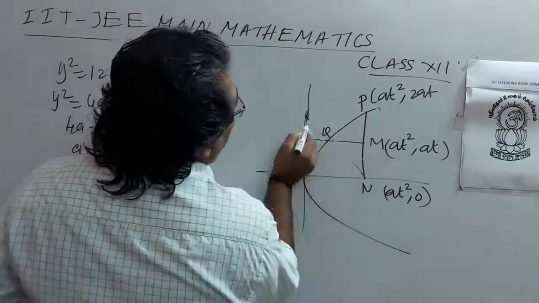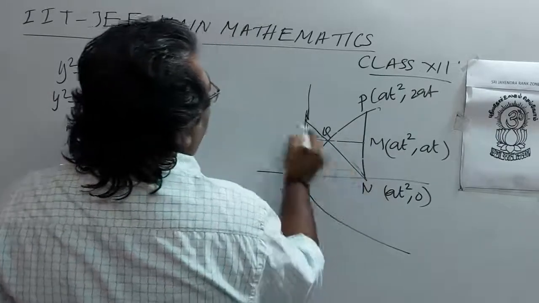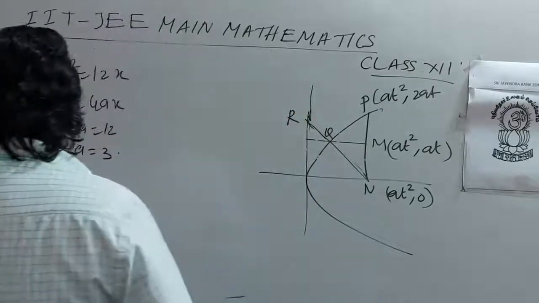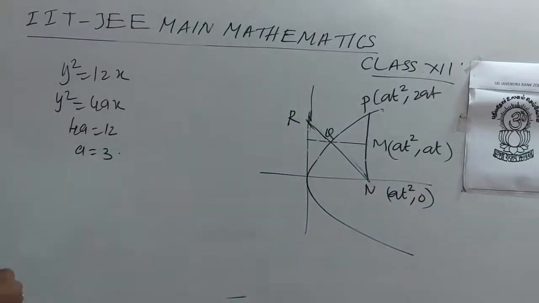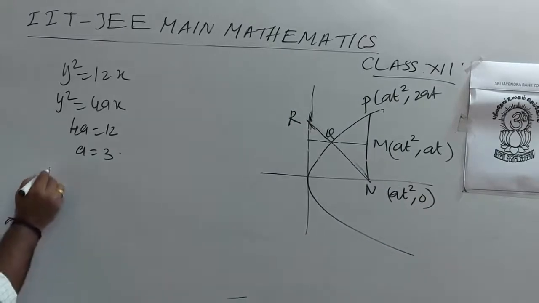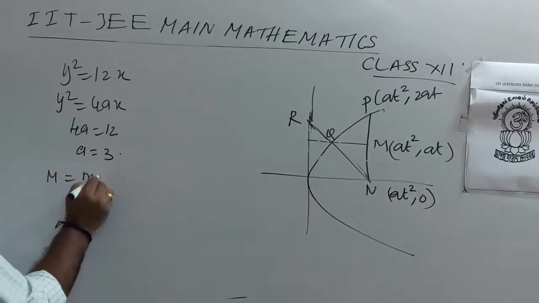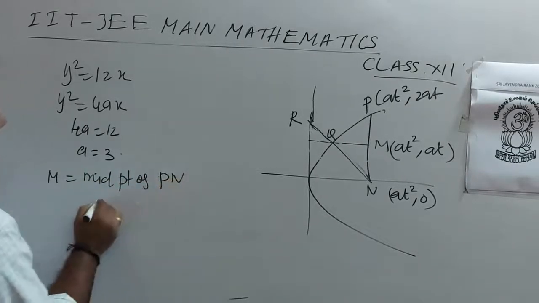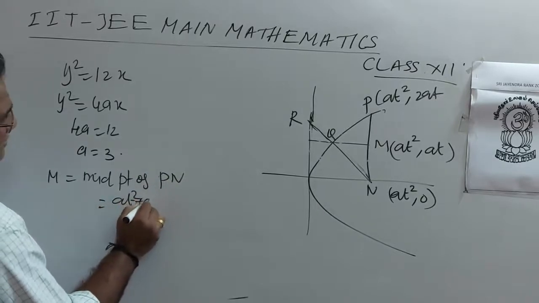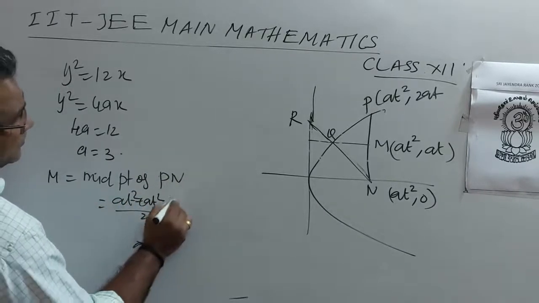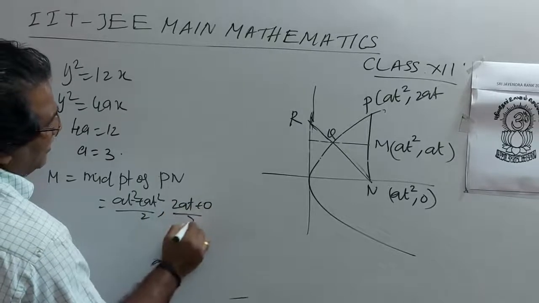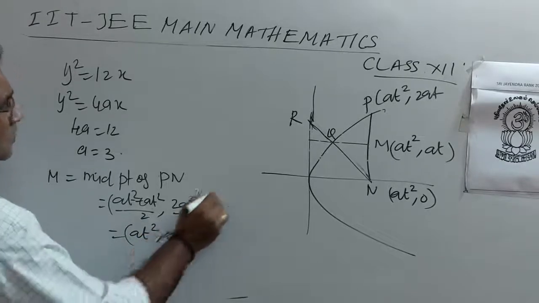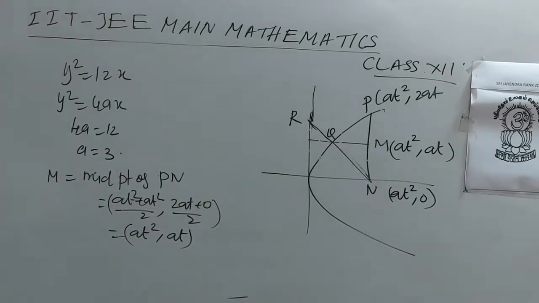This point Q, NQ is drawn, which makes intercept. M, midpoint of PN, at square, 2at plus 0 by 2, that is at squared, at.